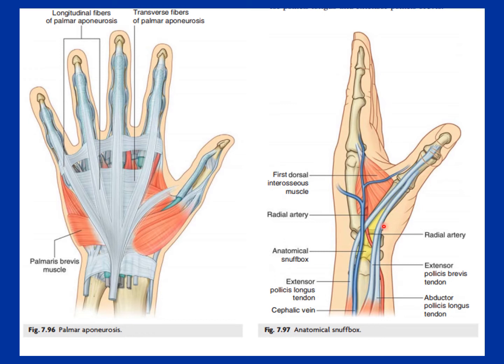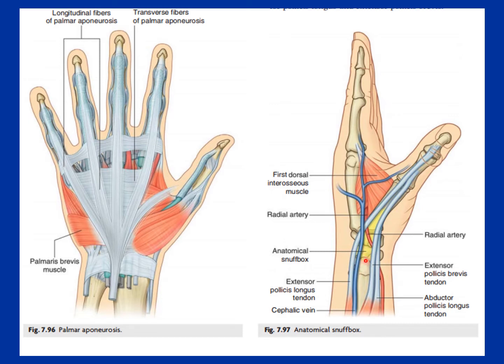On the lateral side, we see a depression at the base of the thumb. That depression is known as the anatomical snuff box, and it is bounded on one side by extensor pollicis longus, and on the other side by extensor pollicis brevis and abductor pollicis longus. This area is important because the radial artery passes through it, and below it lies the first carpal bone, the scaphoid.